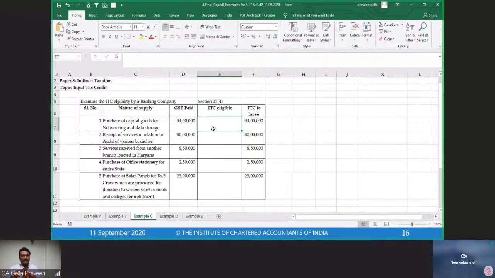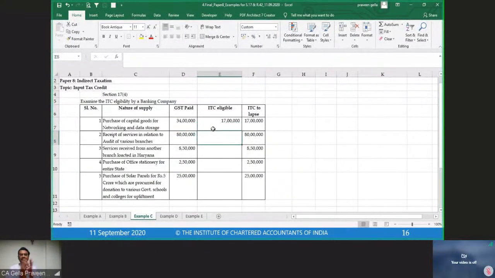Here, first example, purchase of capital goods for networking. GST paid is 34 lakhs. So if I paid GST of 34 lakhs used in my business purpose, my ITC is 15%. Next. Receipt of services in relation to audit of various branches.